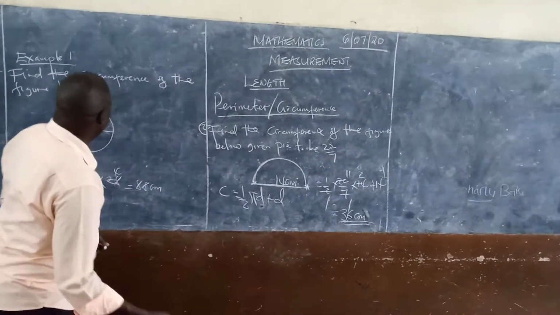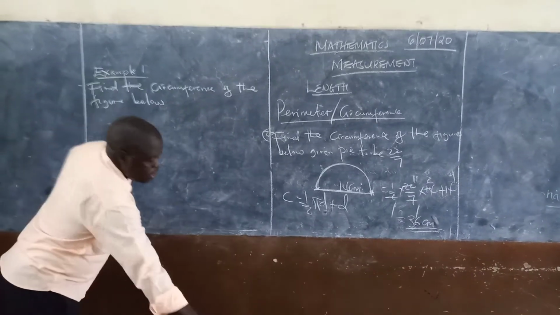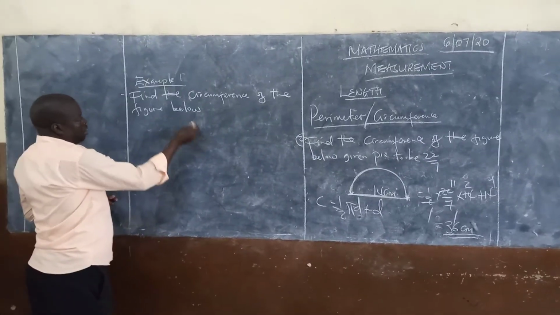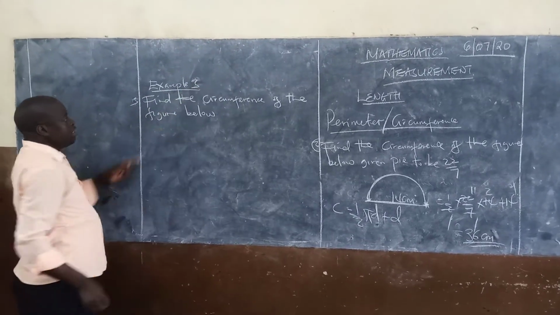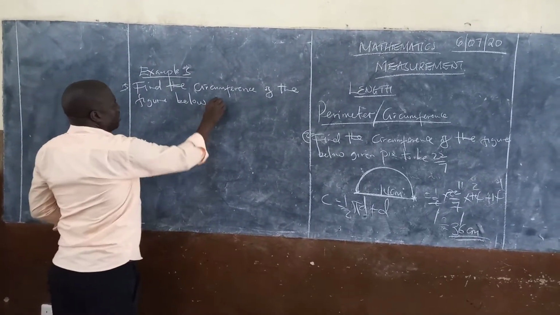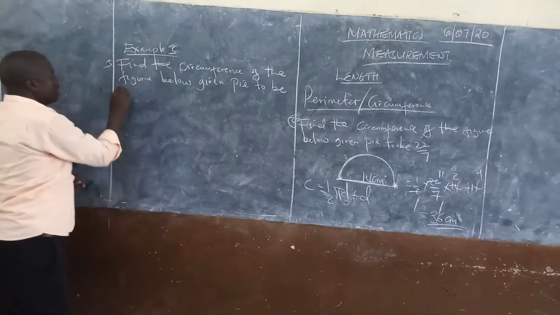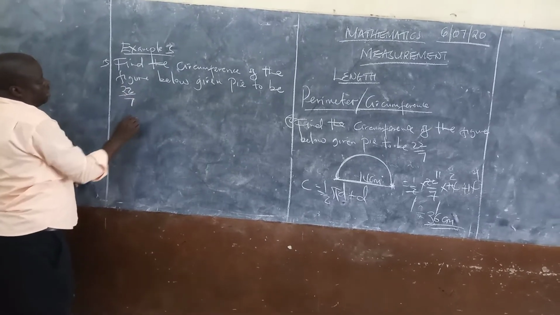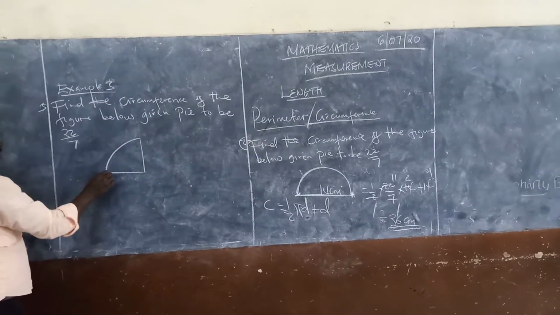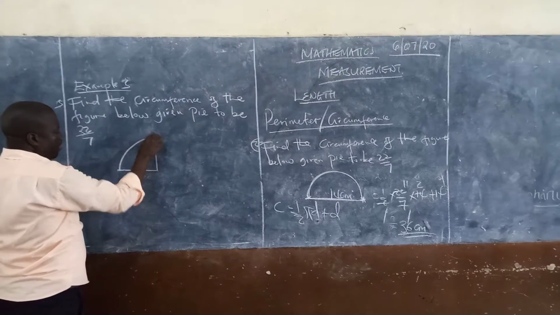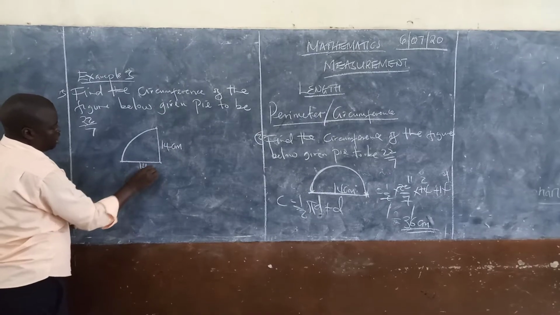Then the other one, we have a quarter of a circle. Let's use this as example 3. Find the circumference of the figure below, given pi to be 22 over 7. So our figure is a quarter of a circle, something like that. From that point to the center there, we have 14 centimeter. Also there is 14 centimeter.